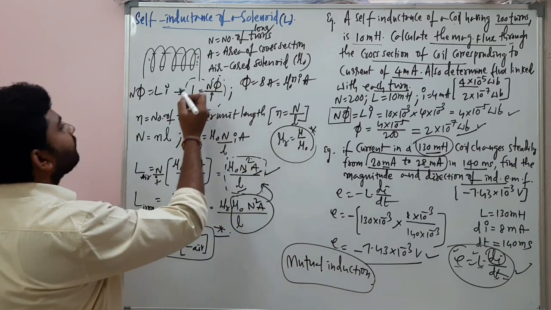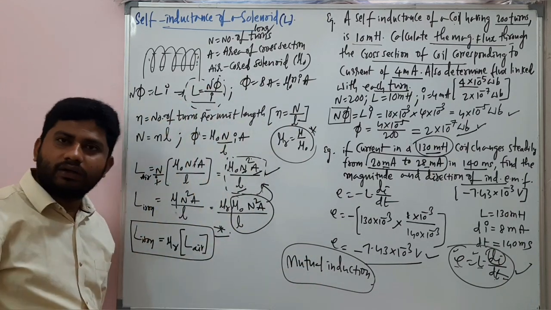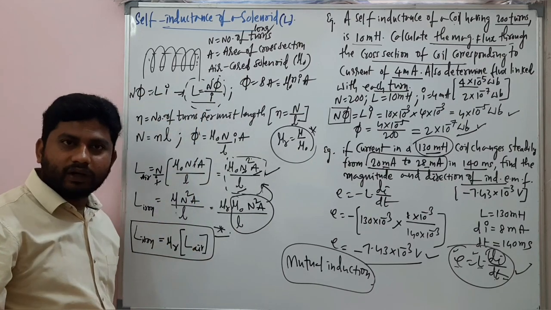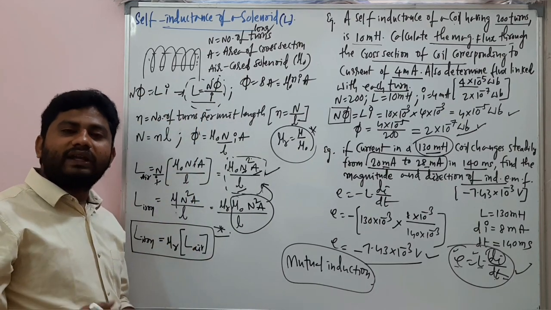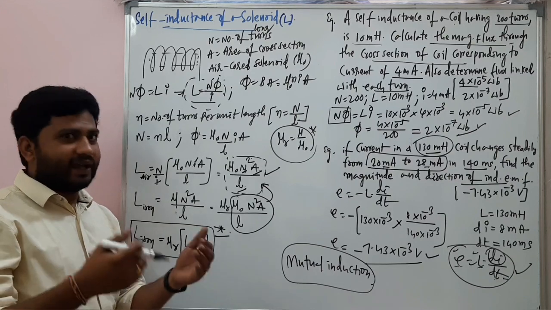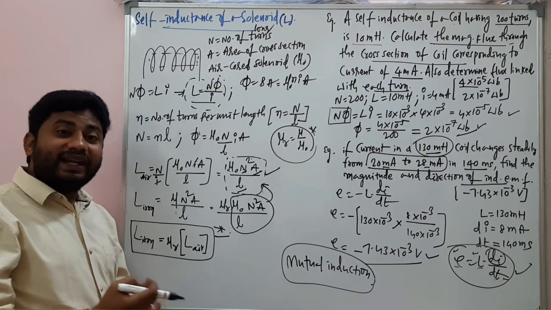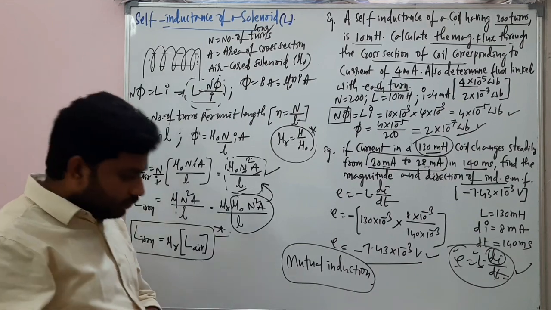Most of the problems will be asked from here. L they give, N they give, I they give, you need to find phi. So write down the formulas. After every class, write down the formulas, whatever we have discussed. Then look at the options and look at the data given and use the appropriate formula.